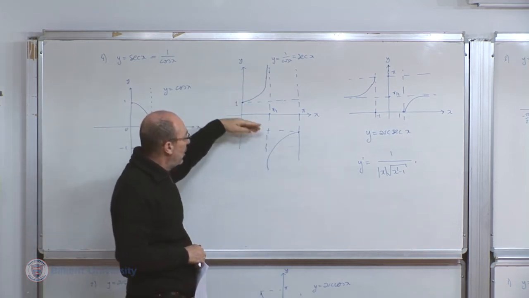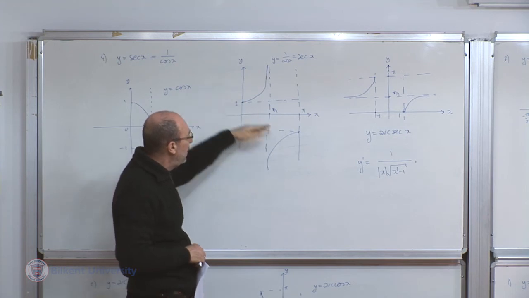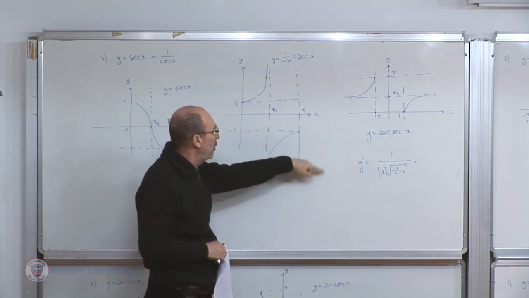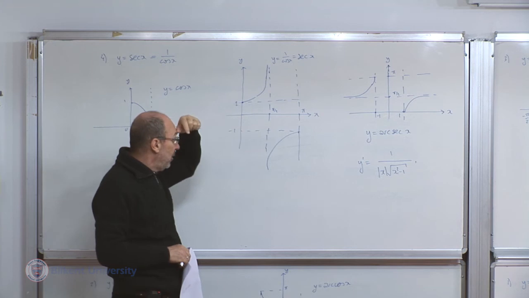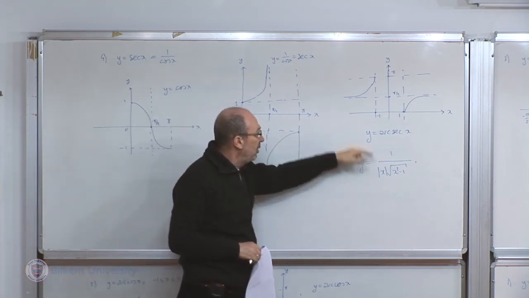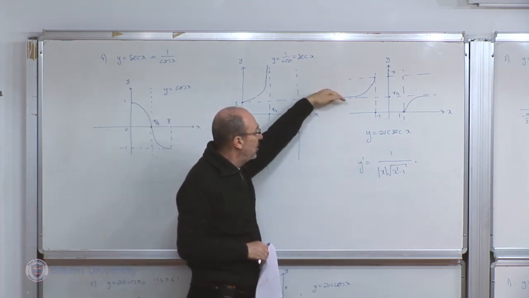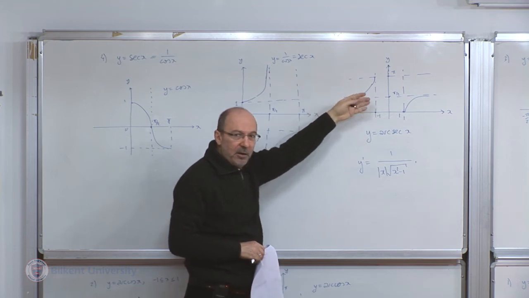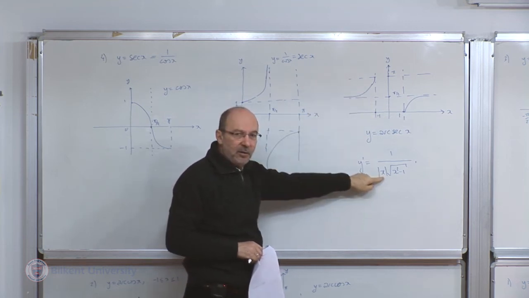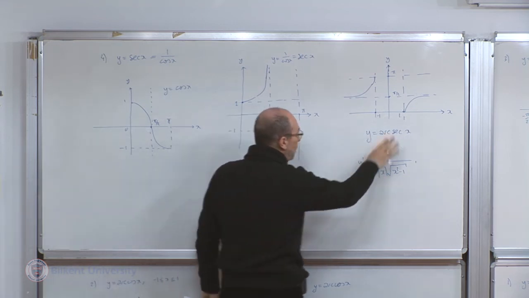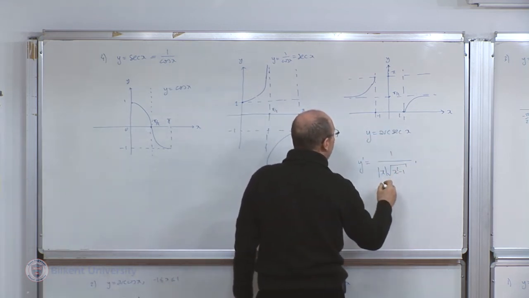If you choose a different branch, for example this one and this one, then you don't have to put the absolute value here, because on this part it is decreasing, on the other part it is increasing, and the sign gives you that already, so you don't have to put extra. So this is my choice, but you can make other choices.